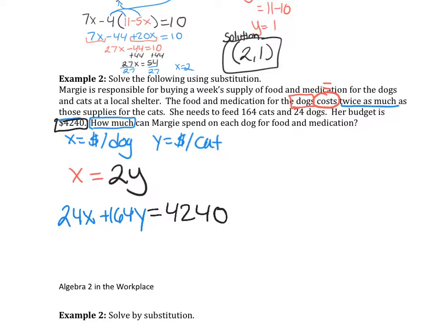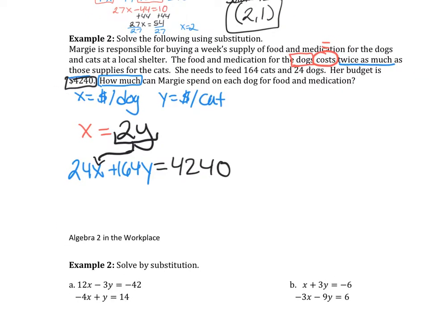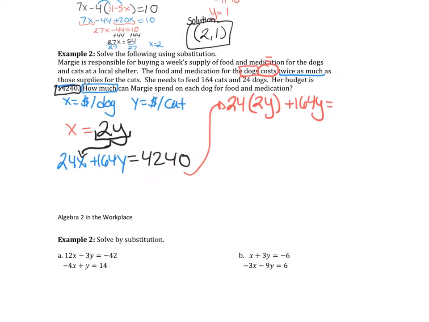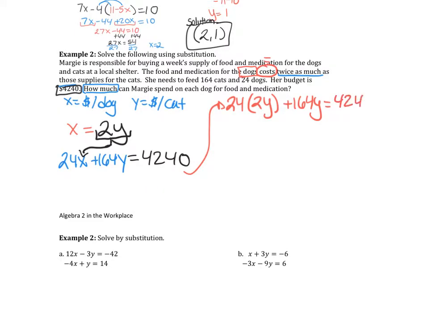Okay. So now, in our step 1, this x is already by itself, so we don't have to do any extra solving. So we can go straight to our next step, where we take what x equals, 2y, and plug it into the other equation for x. So then we'll have 24, parentheses. Always use parentheses whenever you're plugging anything in. Plus 164y, parentheses around the whole thing that you're plugging in, equals 4,240.